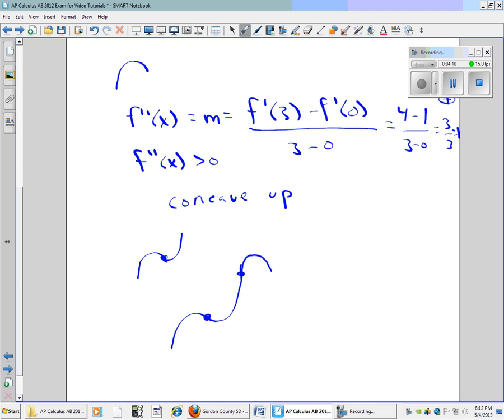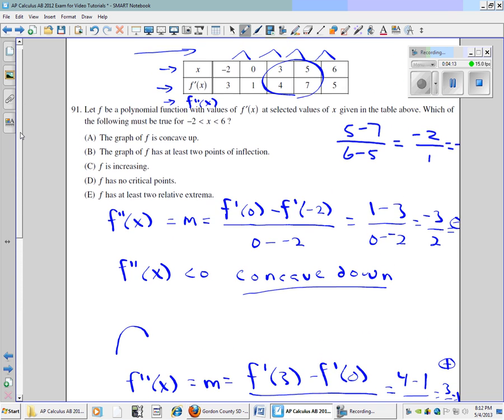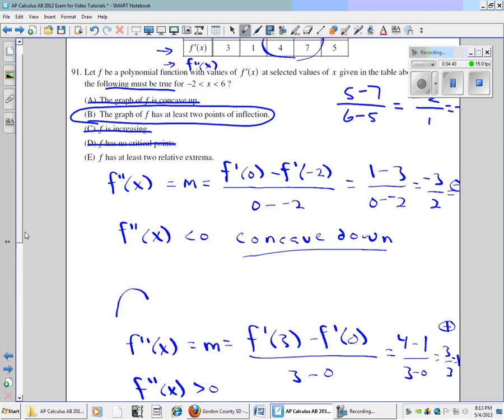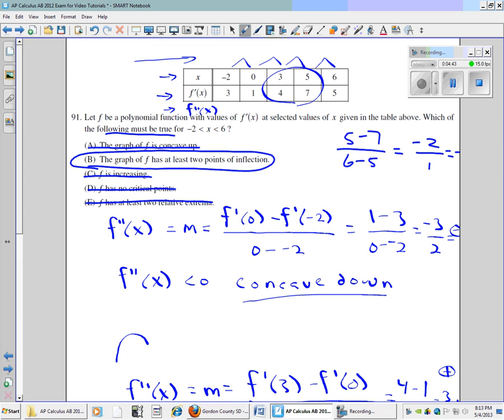So let's look at our answer choices. Which of the following must be true? The graph of f is concave up. Well, not everywhere, so it's not A. The graph of f has at least 2 points of inflection. That's true. F is increasing everywhere. That's not true. F has no critical points. That's not true. F has at least 2 relative extrema. And that's not true. So the only answer that we know is letter B. The graph has at least 2 points of inflection.